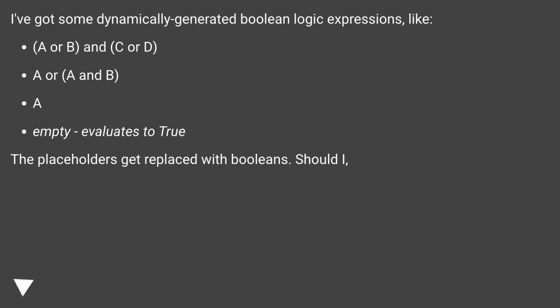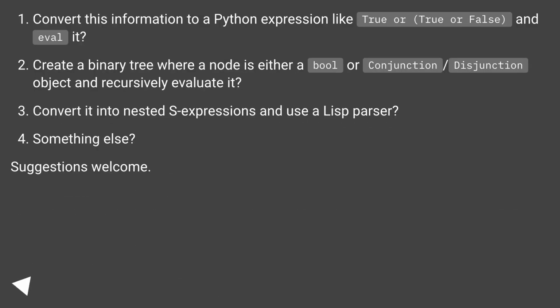Should I convert this information to a Python expression like True or False, and eval it? Create a binary tree where a node is either a bool or conjunction/disjunction object and recursively evaluate it? Convert it into nested S-expressions and use a Lisp parser? Something else? Suggestions welcome.